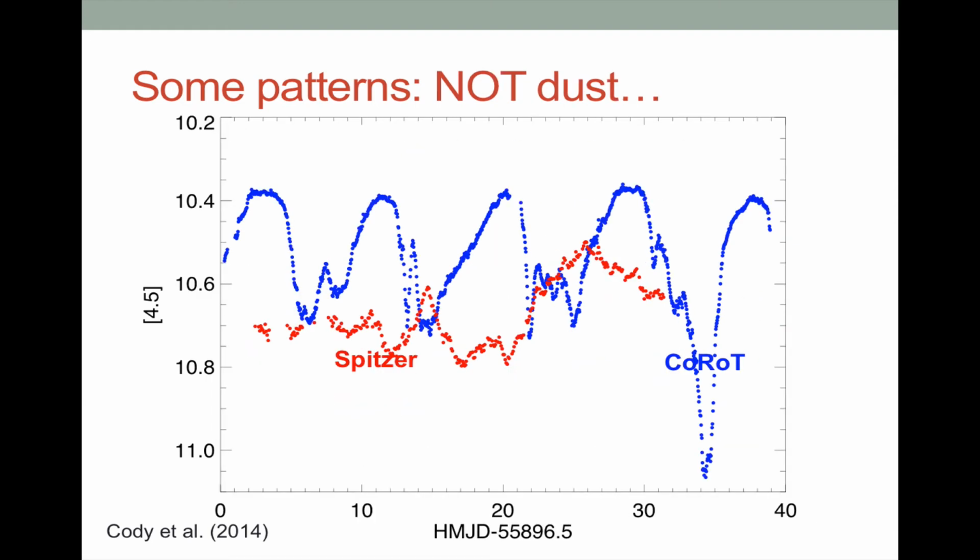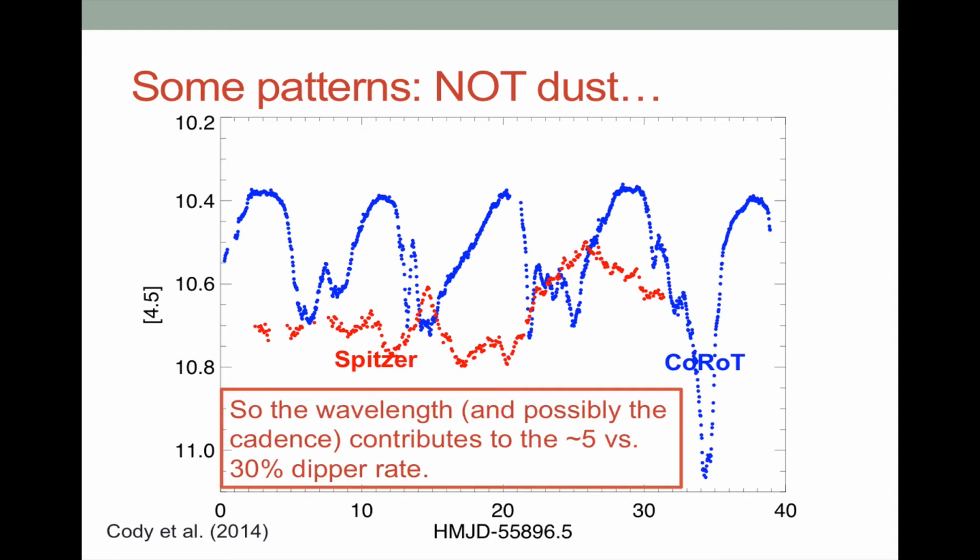There's also things that are clearly not dust. Here, the Corot and Spitzer light curve is doing something totally different. So what's going on to resolve that problem of us in Orion saying 5% dippers and the other group in 2264 using Corot saying 30% dippers? The wavelength and possibly the cadence, but primarily the wavelength, is contributing to that difference in numbers, because we would never in a million years, given that Spitzer light curve, put that in the dipper bin, but from the Corot light curve, that's a dipper. So this is the resolution to that problem.